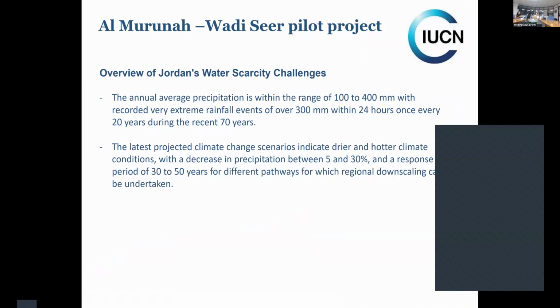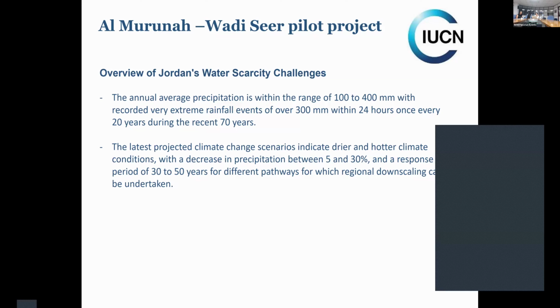Well, just an introduction to the water scarcity. There are some challenges in Jordan, as we know that the annual average precipitation is within the range of 100 to 400 millimeter, with recorded very extreme rainfall events of over 300 millimeter within 24 hours once every 20 years during the 70 years.